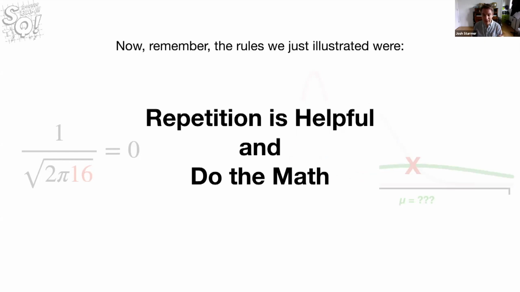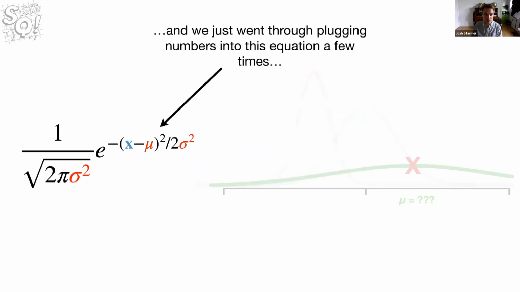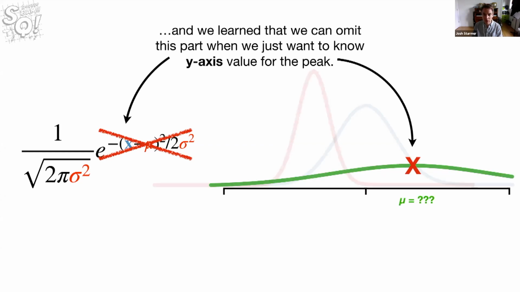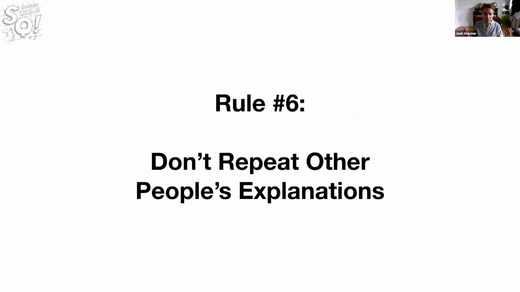Repetition is helpful, and do the math. We just did both of those. We just went through plugging numbers into this equation a few times, and we learned that we can omit this part when we just want to know the y-axis value for the peak. All right, rule number 6.